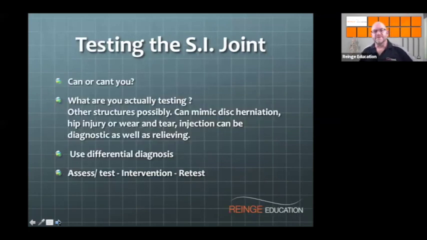And now we can get into it, really. How do we test it? What do we do? Can you test it? Now, this is where all the tests that are available for the sacroiliac joint are not terribly reliable. And one of the problems is, and it's the same with any test throughout the body, there's so much else around there. How do you know what you're actually testing? So can or can't you test it?